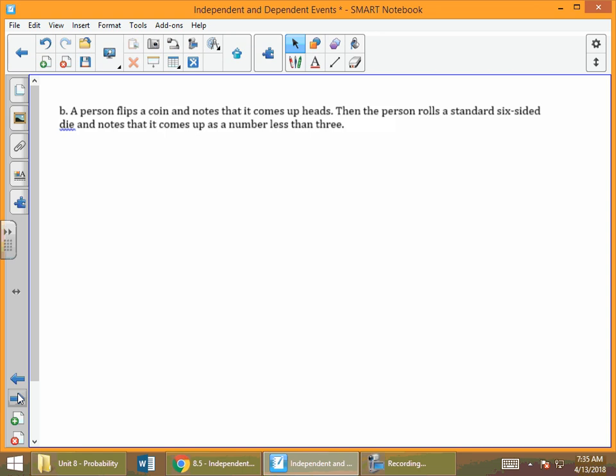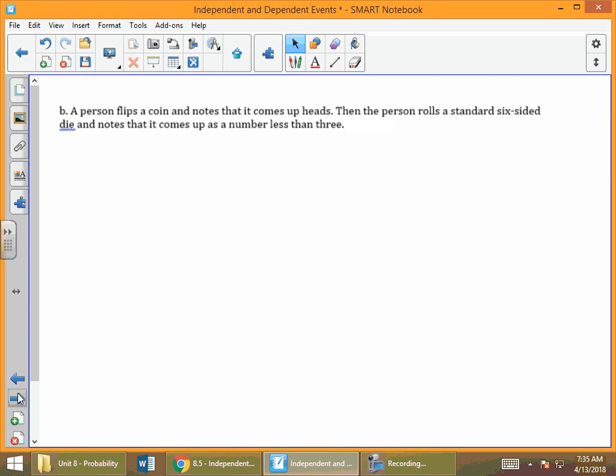So the person flips a coin and it comes up heads, and then they roll a die and it comes up as a number less than 3. Ask yourself, does flipping a coin have any effect on what the die is going to land on? And the answer is no. The coin has absolutely no effect on what a die lands on. Just because you land on heads doesn't mean the die is going to land on a 2. Okay? They're two completely unrelated things.